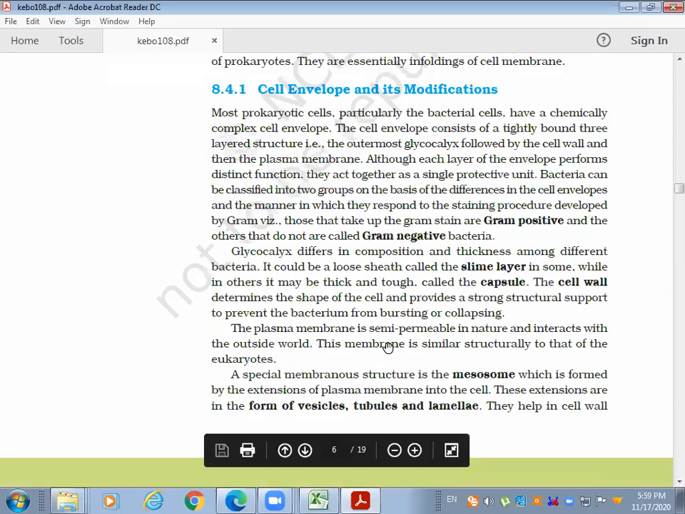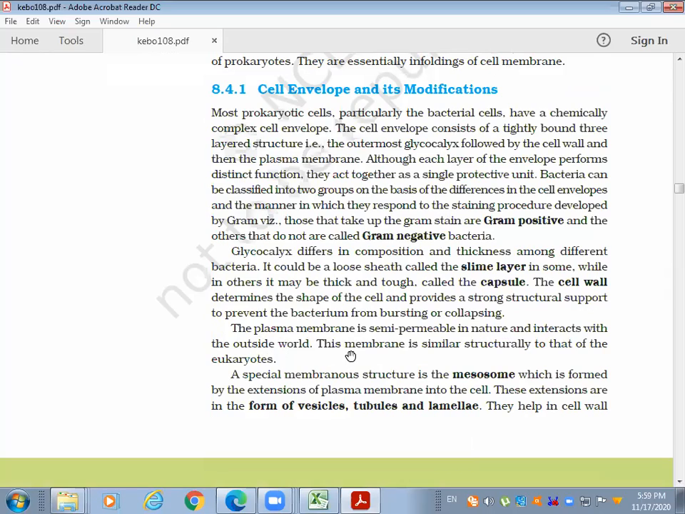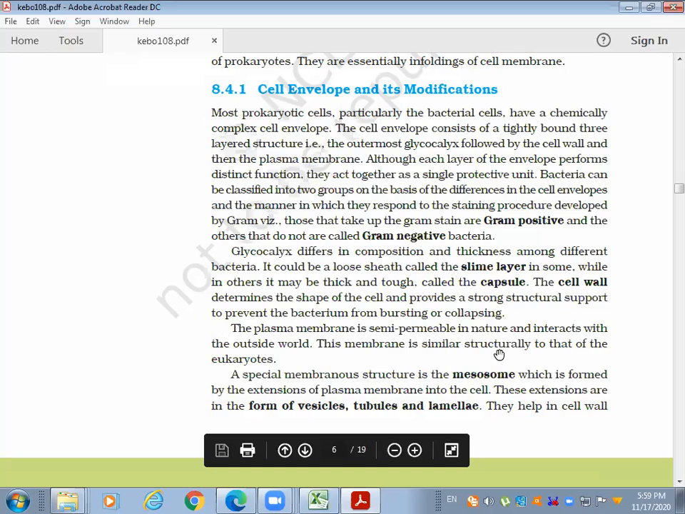The plasma membrane is semi-permeable in nature and interacts with the outside world. This membrane is similar structurally to that of the eukaryote.